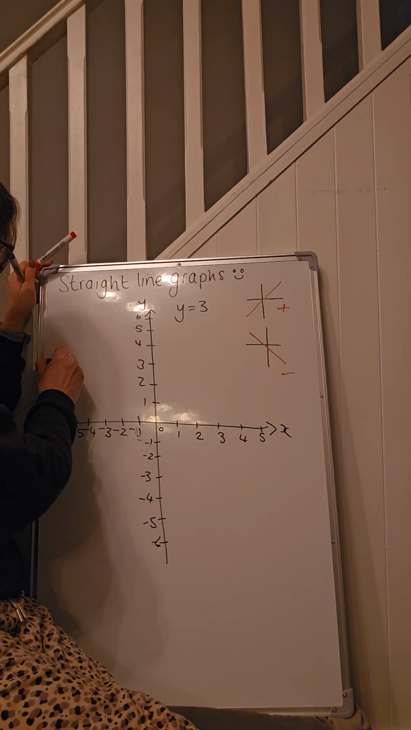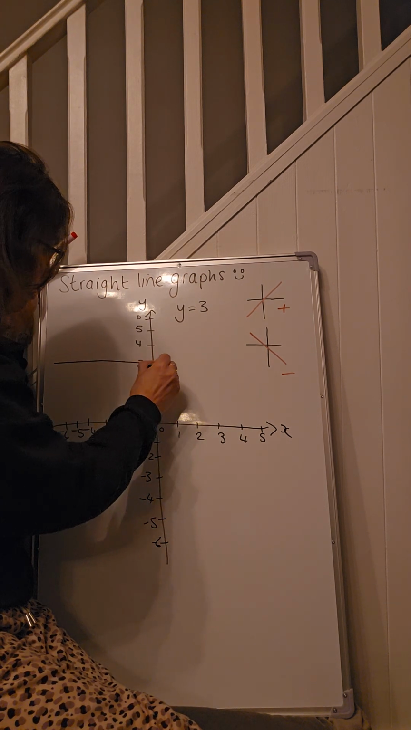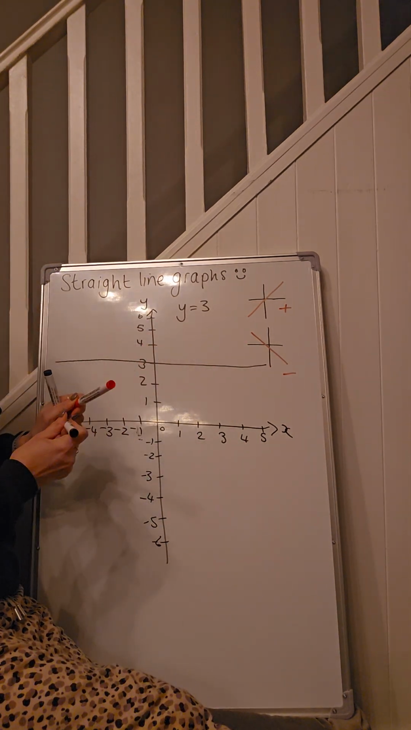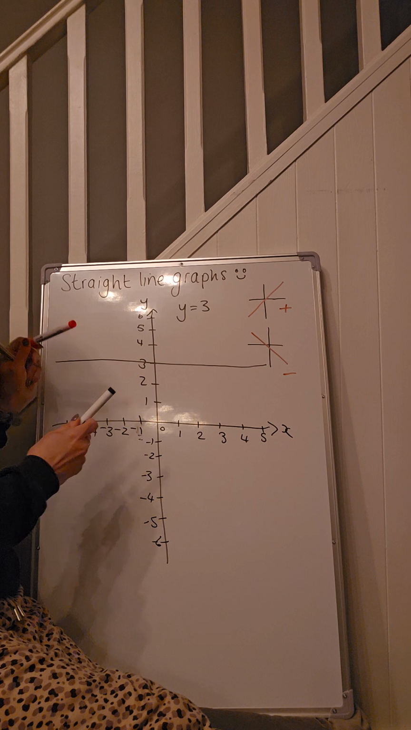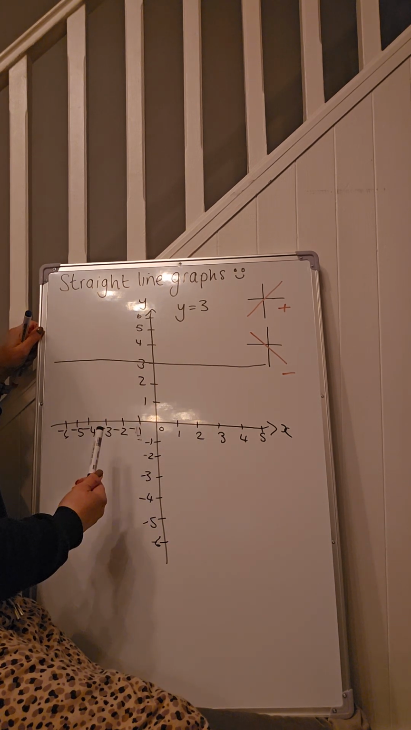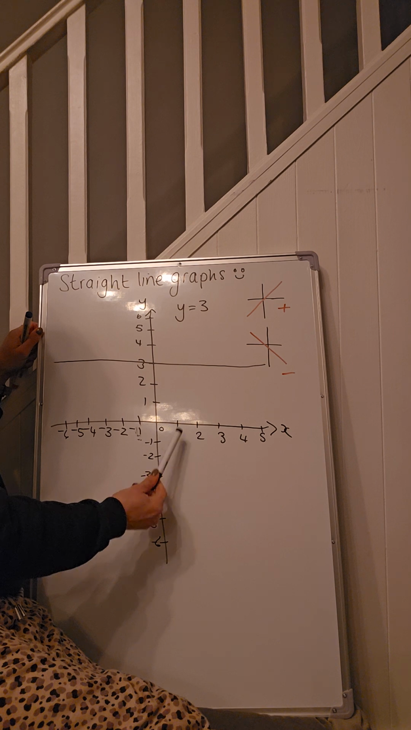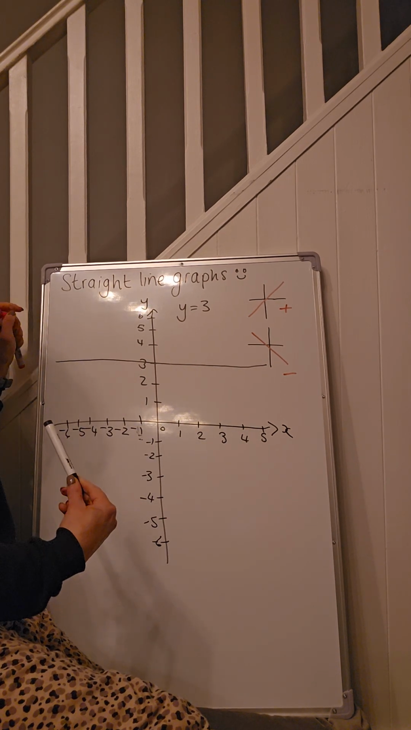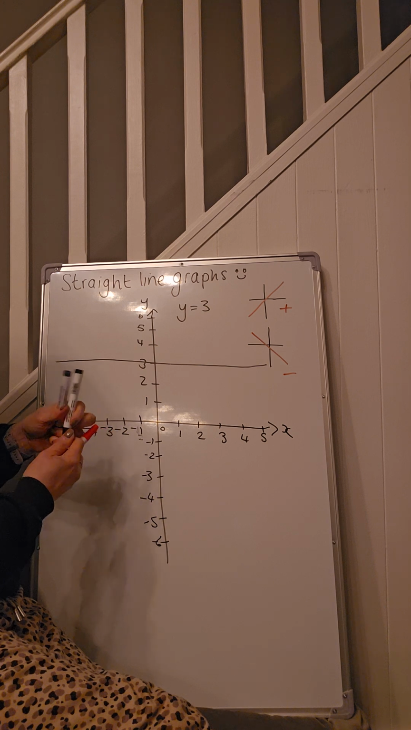The graph of y equals 3 basically means I would draw a straight line all the way through 3 on the y axis, because it means whatever value x is, y is going to equal 3. So if x is 1, y is 3. x is 4, y is 3. Okay, so let's have a look at this one.